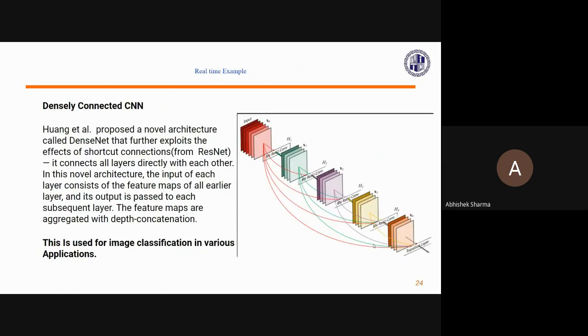Next slide. So yeah, this is a real life example. The densely connected CNN, which was a novel architecture proposed by scientists, is also called DenseNet. It further exploits the shortcut effect, which came from the ResNet. It connects all the layers directly with each other. The input of each layer is the feature maps of all earlier layers, and its output is passed to each subsequent layer. The feature maps are aggregated with depth concatenation. This is a highly used application in image classification. So next slide.